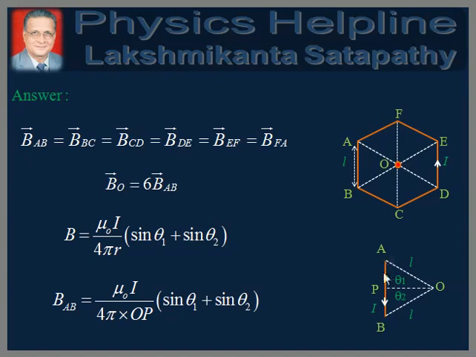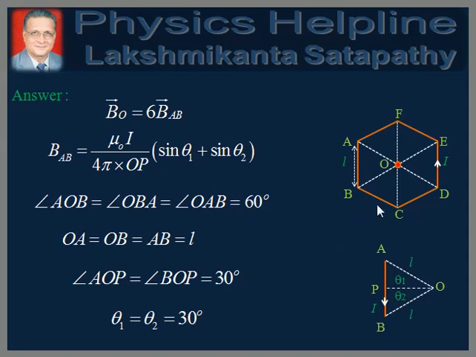If you consider the magnetic field produced by AB at O, we will draw a perpendicular from O upon AB. The foot of the perpendicular is P. Therefore, this OP divides angle AOB into 2 parts, θ1 and θ2. These are the values of θ1 and θ2. We will find the values of these angles later on. Therefore, B_AB is equal to μ0 I / (4π × OP), where OP is the perpendicular distance, which we will evaluate, whole into (sin θ1 + sin θ2).